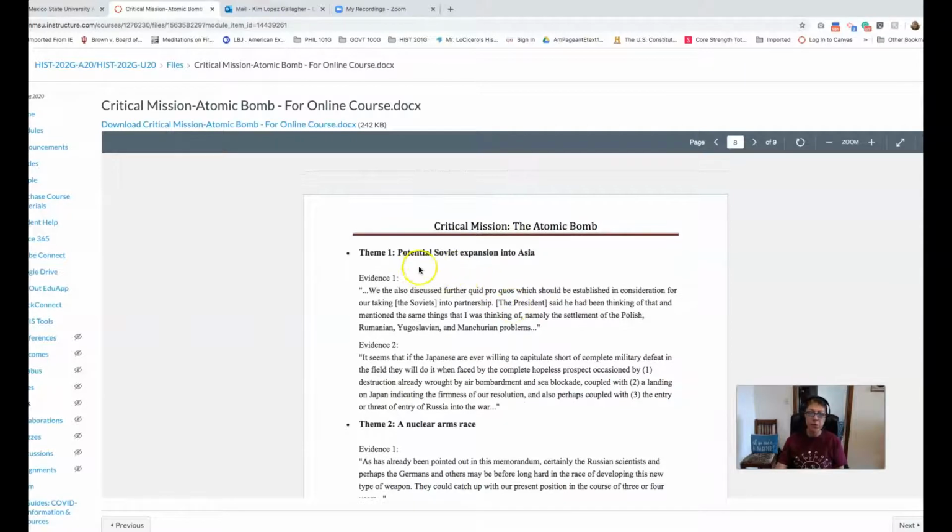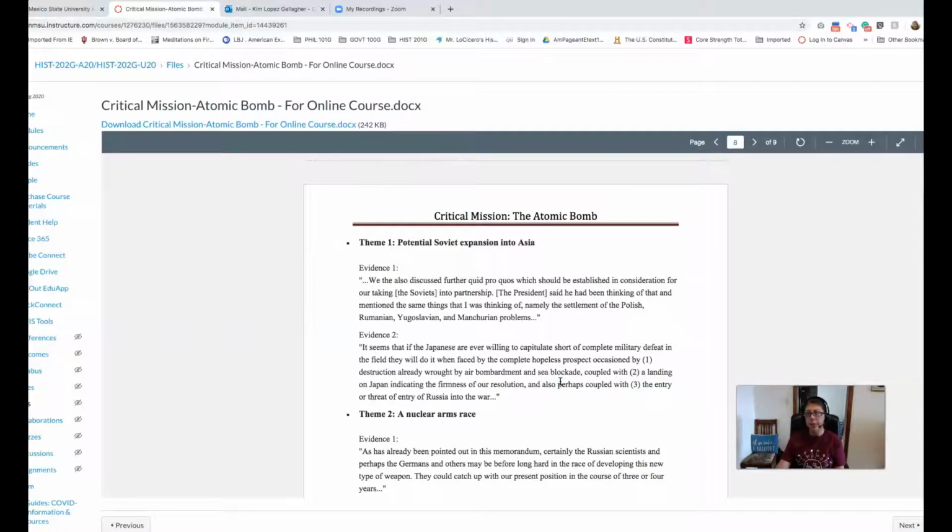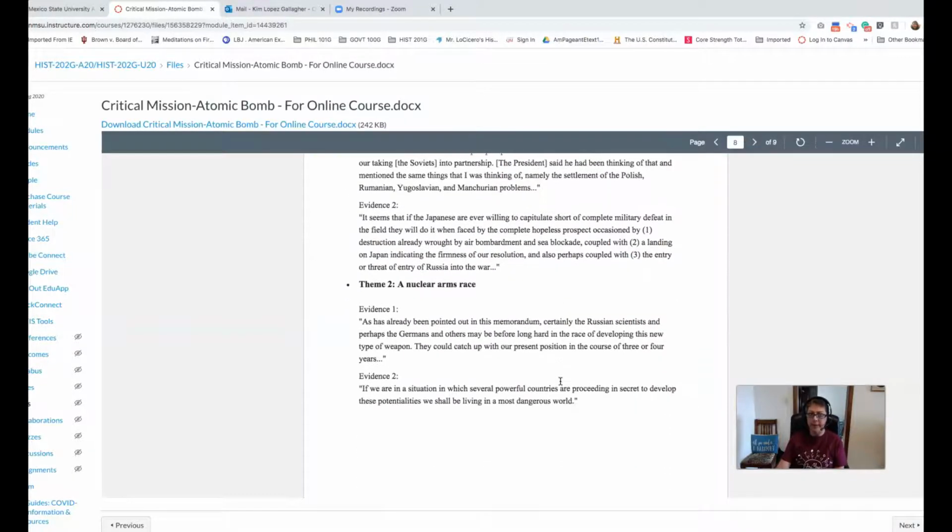Okay, so the first one is potential Soviet expansion into Asia. In other words, the Soviet Union had kind of dreams of expanding into Asia because the end of the war would mean a vacuum of power. Okay, so how would the use of the bomb affect that?